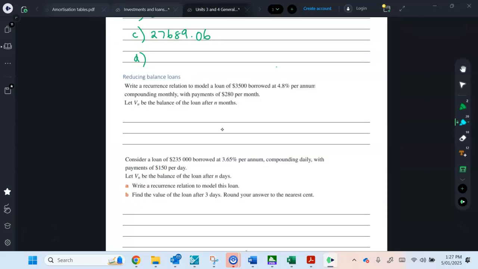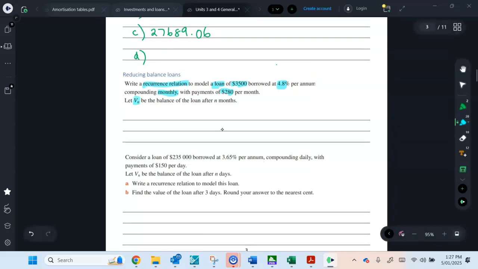All right, so we're going to be writing a recurrence relation to model a loan of $3,500 borrowed at a rate of 4.8% per annum, compounding monthly with payments of $280. So, and we're using Vn. Okay, so V0, you've always got to write V0 for a recurrence relation. So that's our initial amount. It is positive. It's always positive.